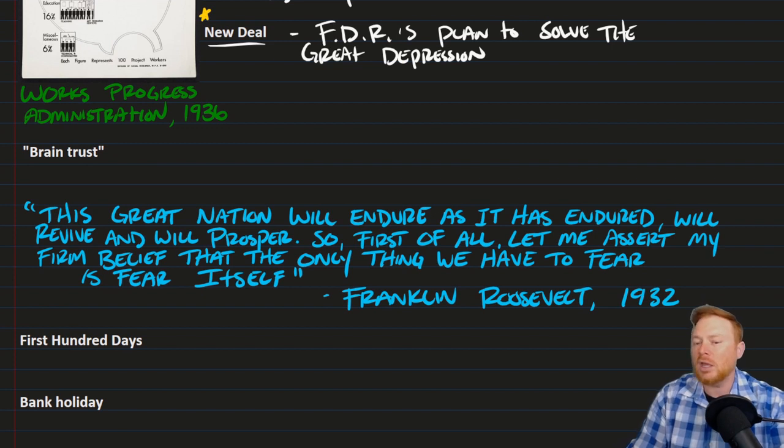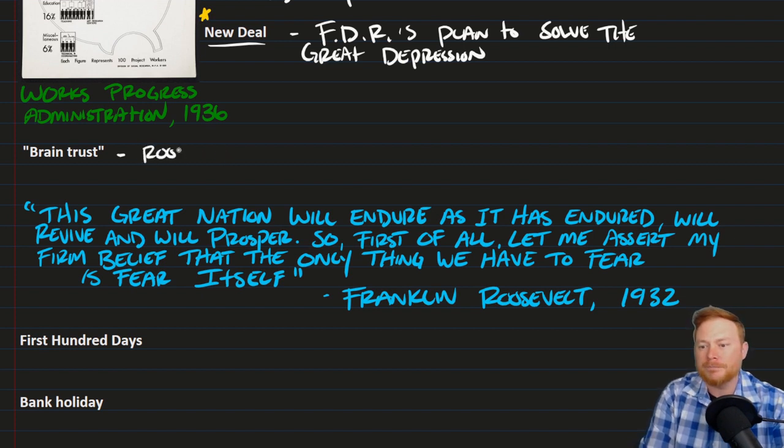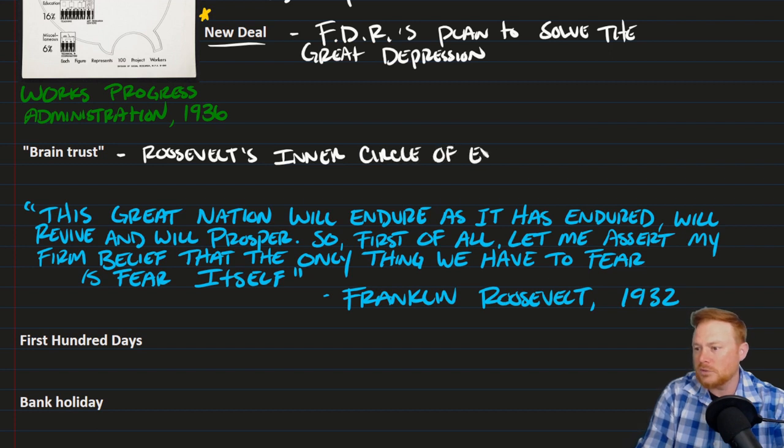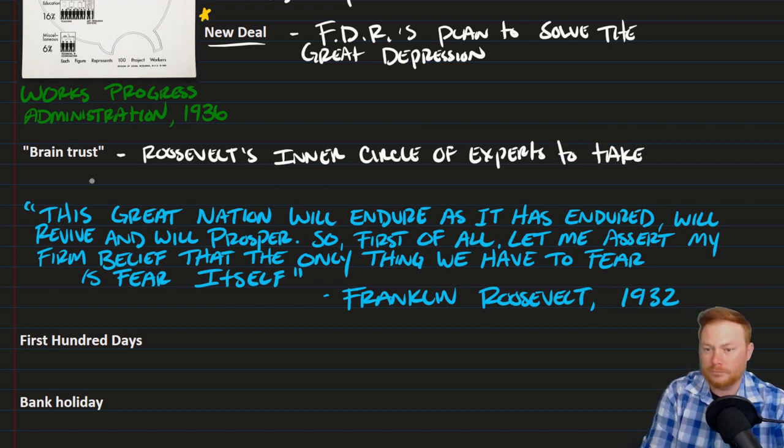He hired an inner circle of experts. He called this the quote unquote brain trust. Just call this Roosevelt's inner circle of experts to take action in the economy.